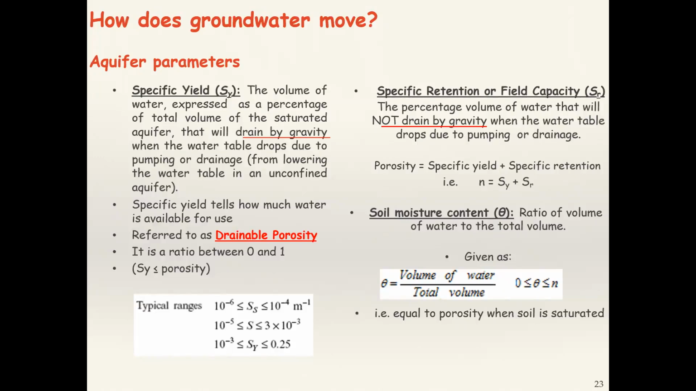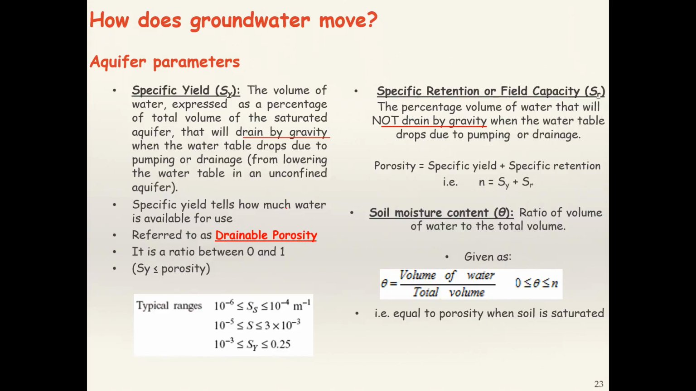Now think about it like this. If you have a wet cloth, like a wet towel, if you put it into water and then took it out, what will happen? Water starts draining out under gravity. So basically, this specific yield is the volume of water that drains by gravity when the water table drops due to pumping or drainage. Right? That is known as the specific yield. So it is an indication of how much water is available for use.